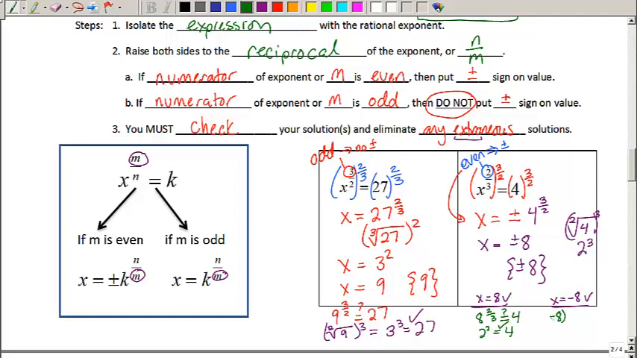Similarly, (-8) to the 2/3, I put it in parentheses to remind you that the negative is part of the base. So that's required, you have to put the parentheses there. The cube root of negative 8 is negative 2, and negative 2 squared is positive 4. So this does check out. Both of the solutions here do work.